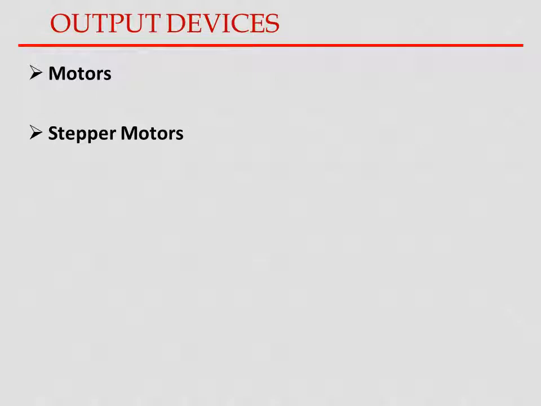Other types of output devices that are mostly used are motors and stepper motors. Whenever a motor or a stepper motor is connected as the output device to the output module of the PLC, they can be operated by using a switch in conjunction with it, or by the output of the program.